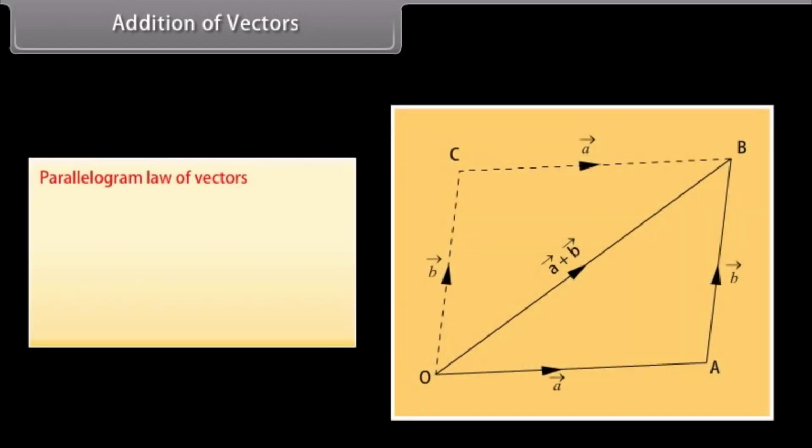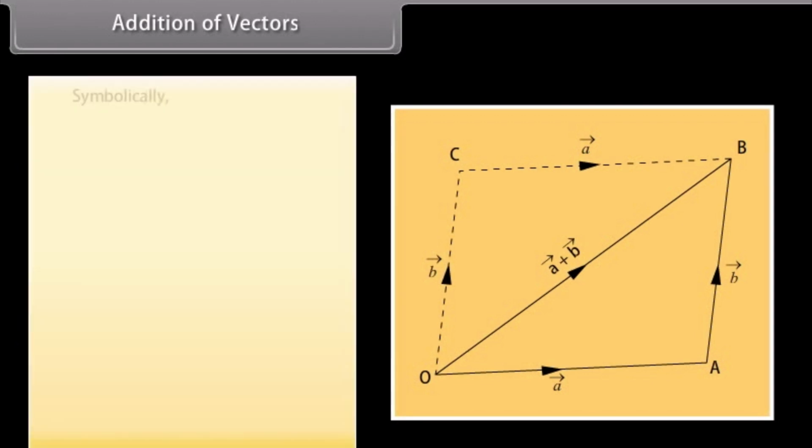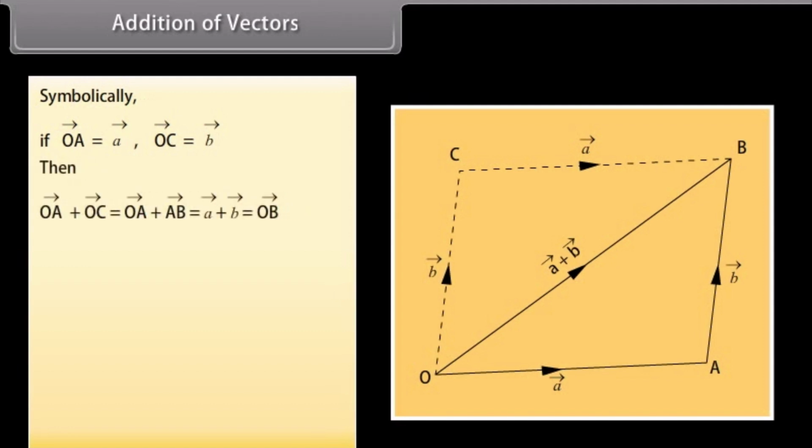Parallelogram law of vectors. If two vectors are represented in magnitude and direction by two adjacent sides of a parallelogram, then their sum is represented in magnitude and direction by the diagonal of the parallelogram which is co-initial with the given vectors. Symbolically, if vector OA equals vector A and vector OC equals vector B, then vector OA plus vector OC equals vector OA plus vector AB equals vector A plus vector B equals vector OB.